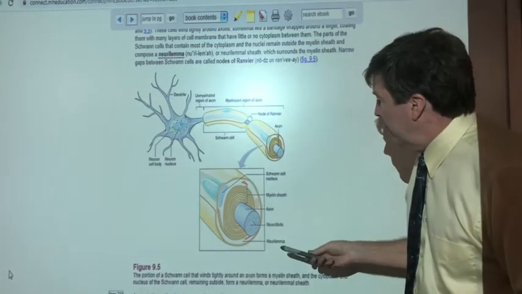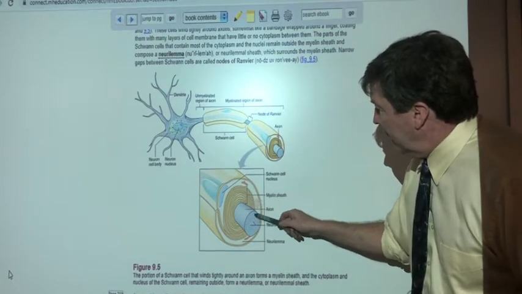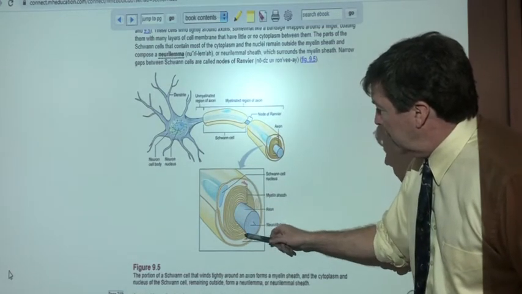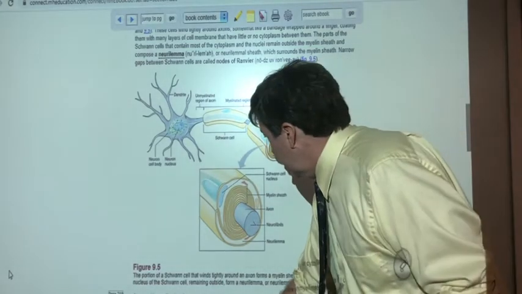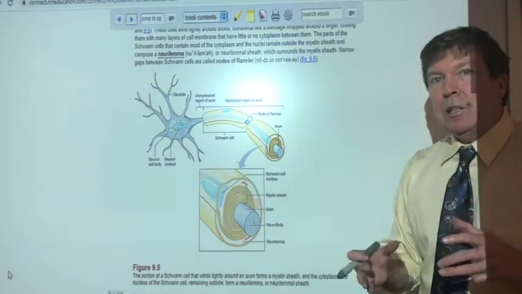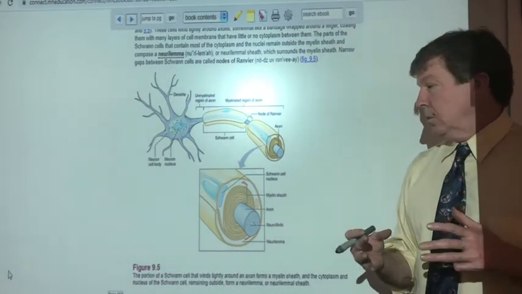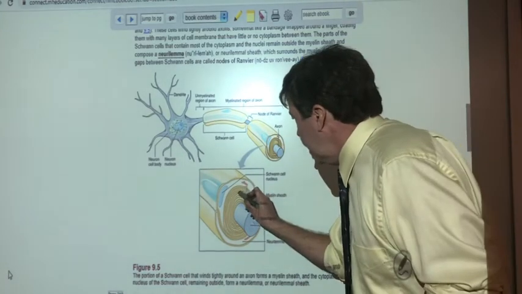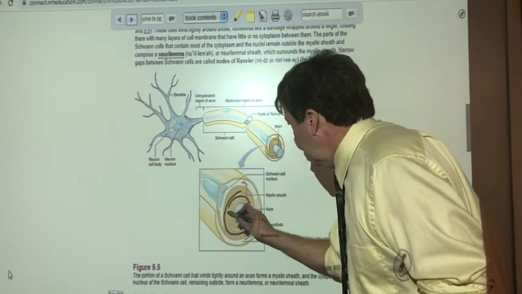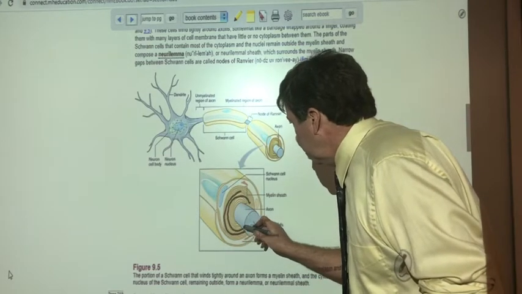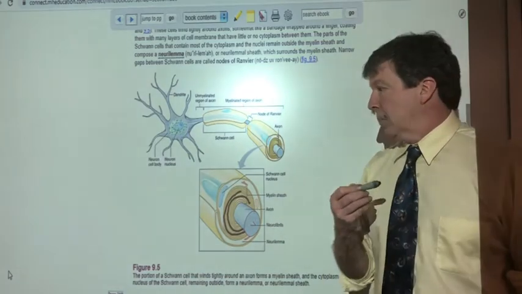So here we have the axon. Notice we have a myelin sheath that's surrounding the axon. That myelin sheath is made by specialized glial cells called oligodendrocytes. And these are those specialized glial cells which will wrap around and insulate and protect that axon.